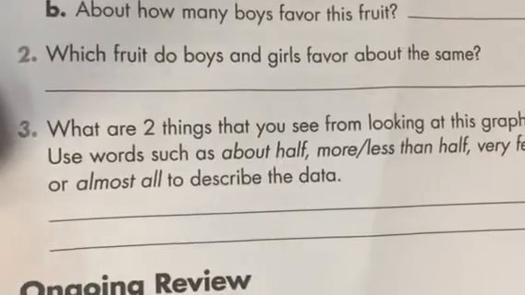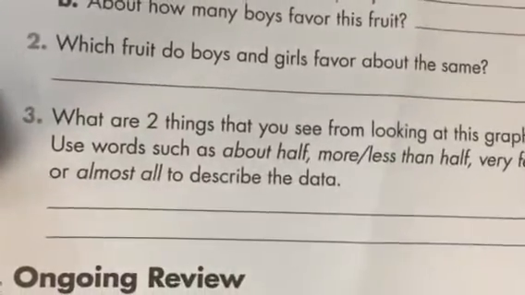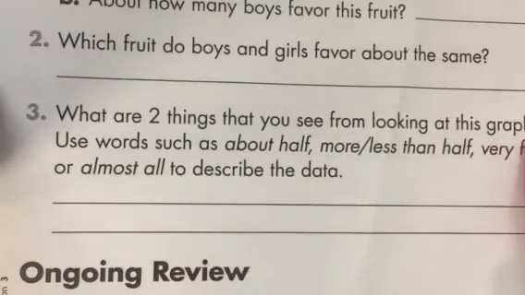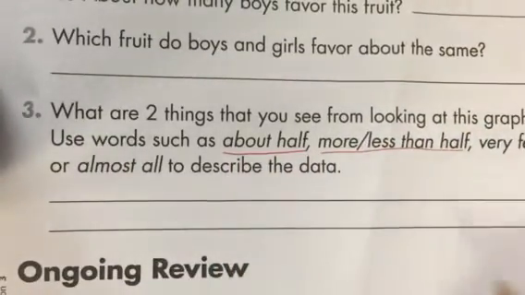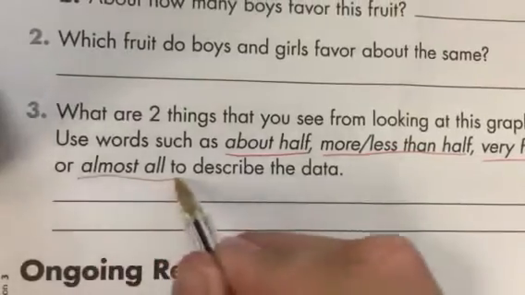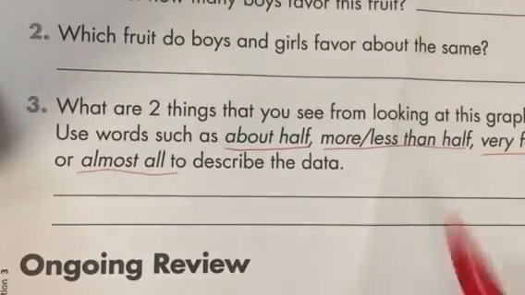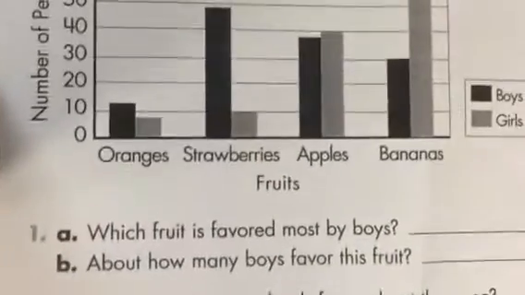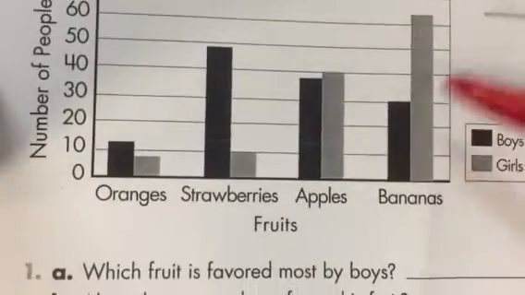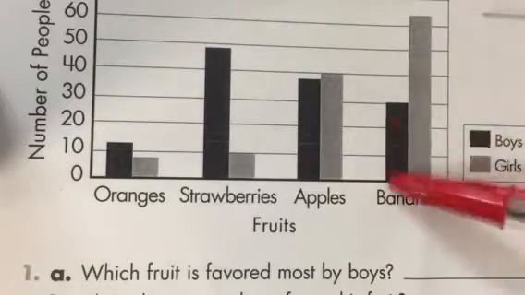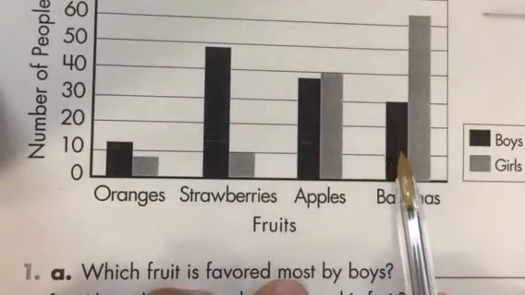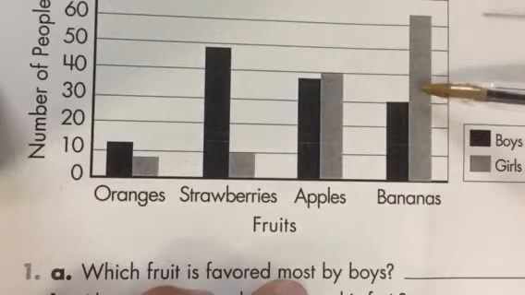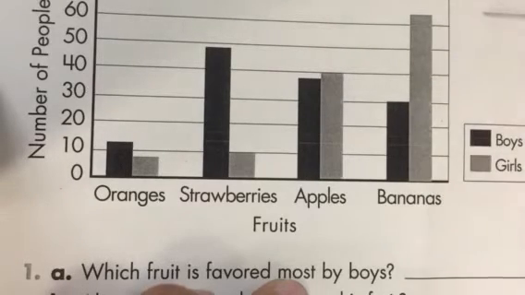So for number 3, it says, what are 2 things that you see from looking at this graph? Use words such as about half, more or less than half, very few, or almost all to describe the data. So they want you to use these words when you're explaining something you learned about the graph, something you learned about the data. One example I can see right away is the boys here that picked bananas as their favorite fruit. If I doubled that, in other words, if I took this same bar, the same length, and drew another one on top of it, it would be about as long as the girls who liked bananas as their favorite fruit.